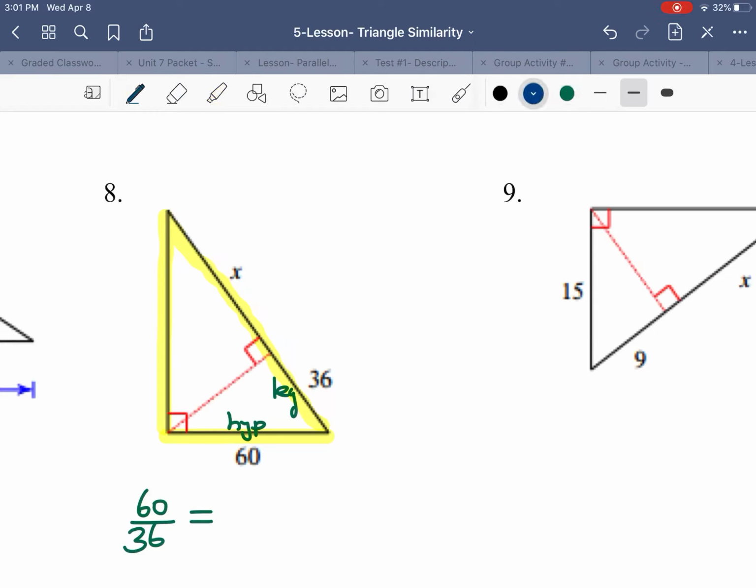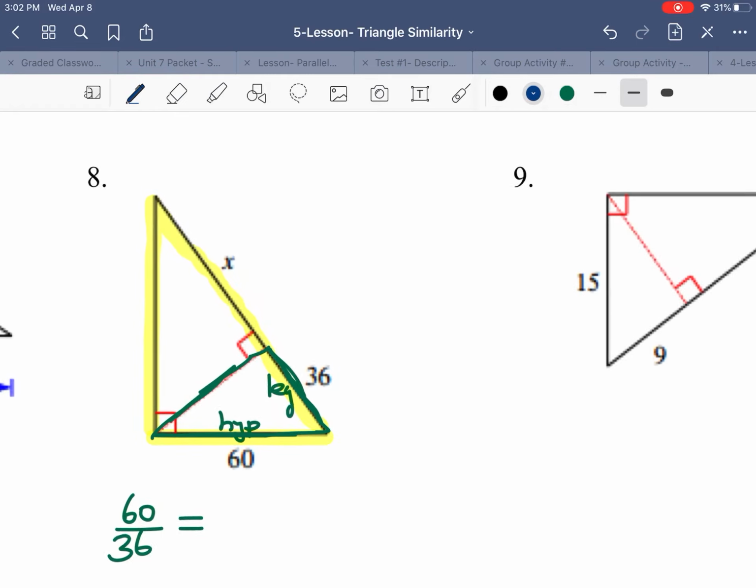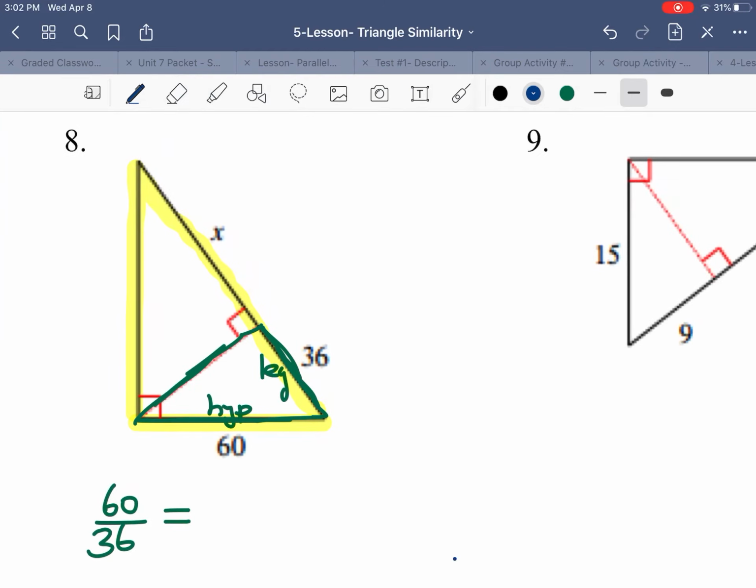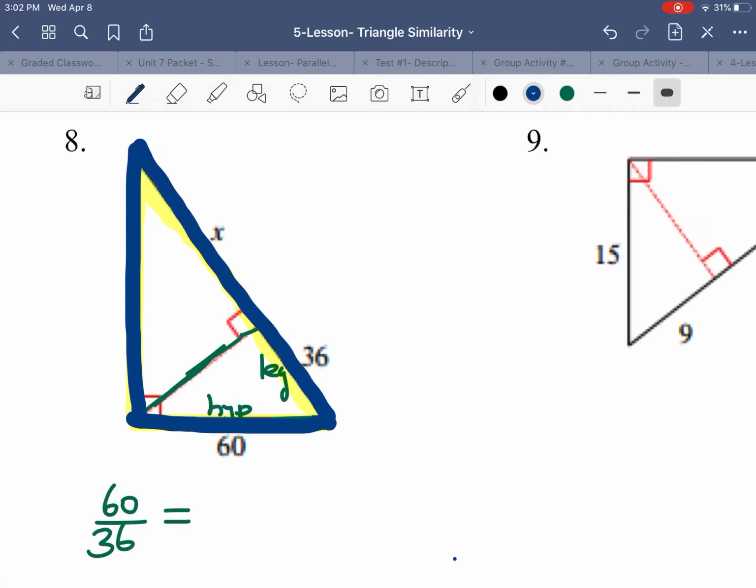So from one perspective, just focusing in on, I wanted to do that in green, the smaller triangle, I have a hypotenuse and a leg. For the larger triangle, it doesn't seem to want to let me sketch, so I'm just going to make it bolder and draw it in. This whole thing here is the hypotenuse, and now this guy here is the leg.